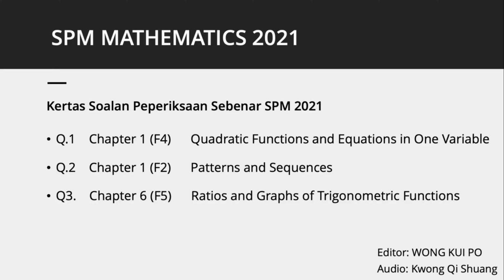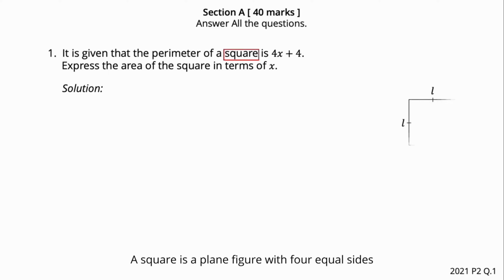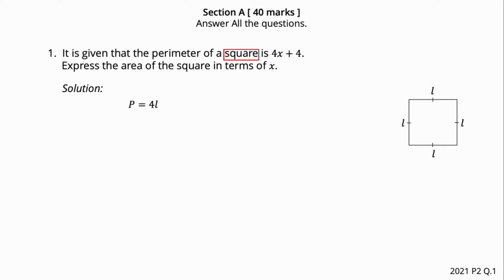Today, we are going to talk about paper 2 of SPM Mathematics 2021. Question number 1. It is given that the perimeter of a square is 4x plus 4. A square is a plane figure with 4 equal sides. Perimeter of a square is the sum of its 4 sides. P equals 4L. It is given that the perimeter of the square is 4x plus 4.